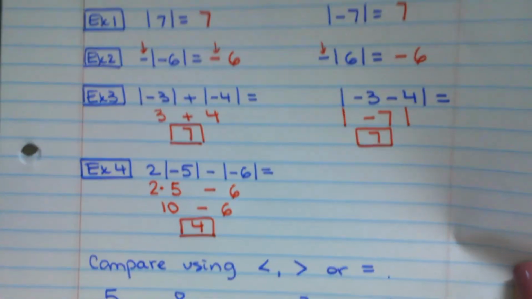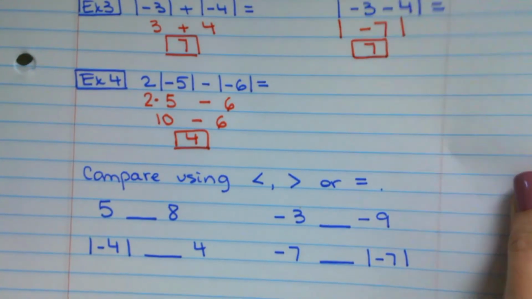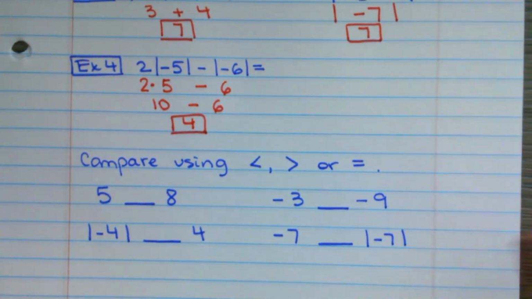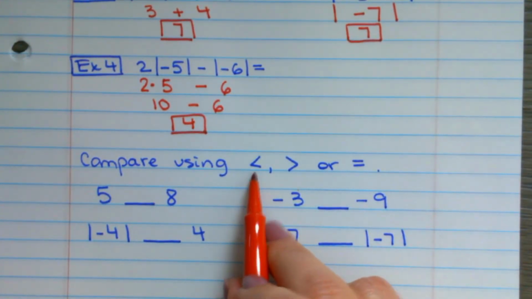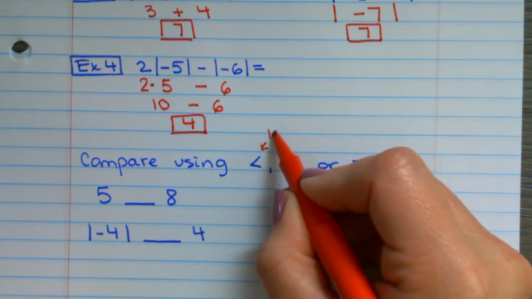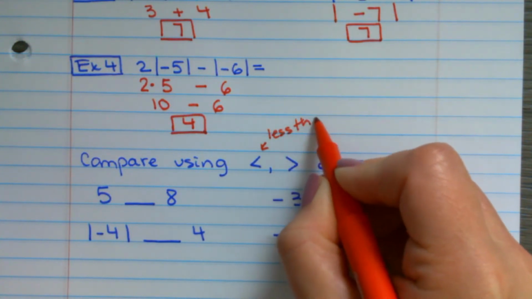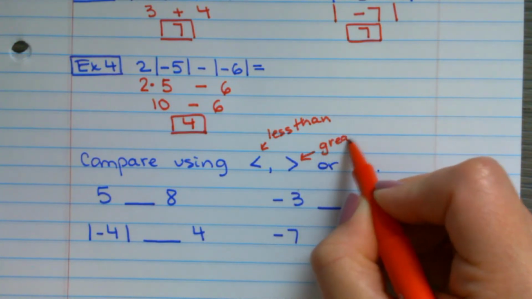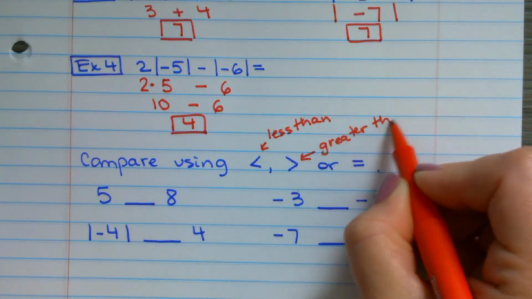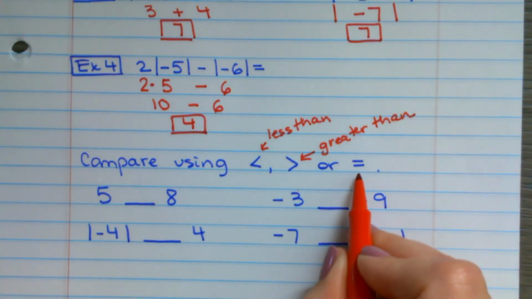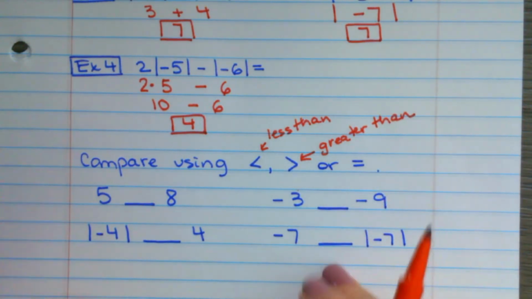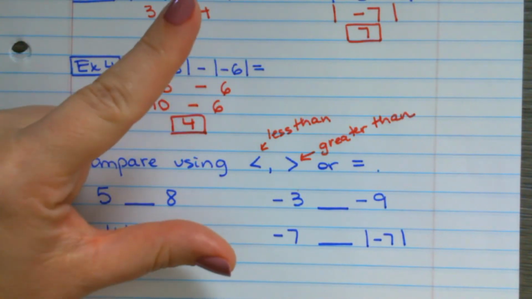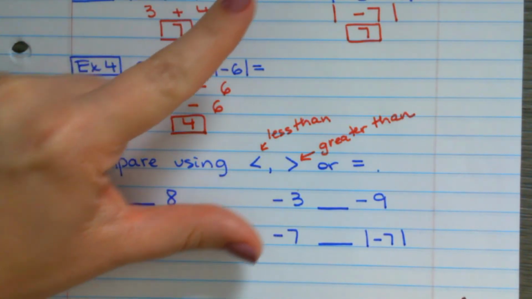All right, what do we do with all this? Well, it's just easy for us to compare numbers. So this one right here is less than. This one right here is greater than. And everybody knows the equal sign. So you make an L with your left hand side. Your left hand side right there.